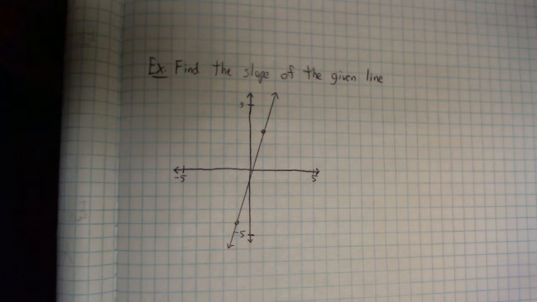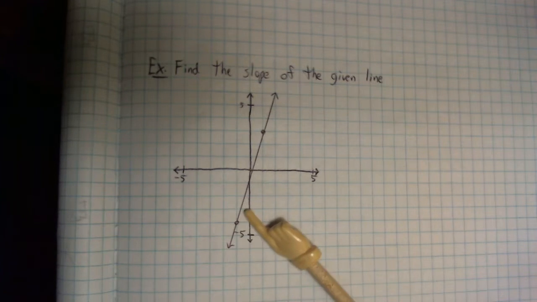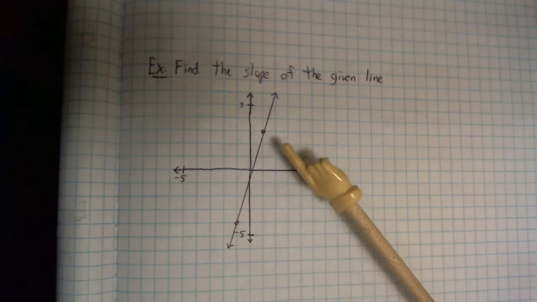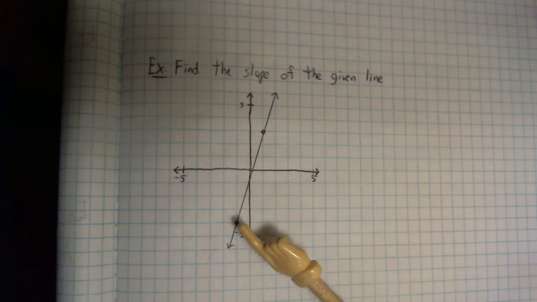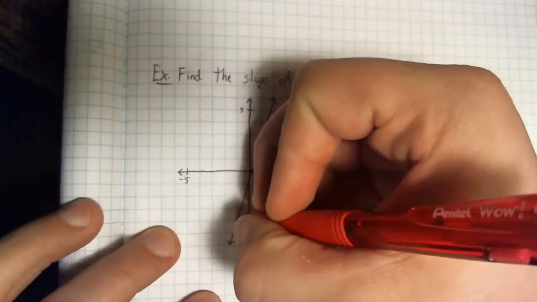Alright, let's see how you did with this one. Remember, we're always counting from left to right. So I'm going to look from this point up to this point. I'm doing this by the counting method. If you happen to have done it by slope formula, you're going to hopefully see that you get the same result. So here we go.